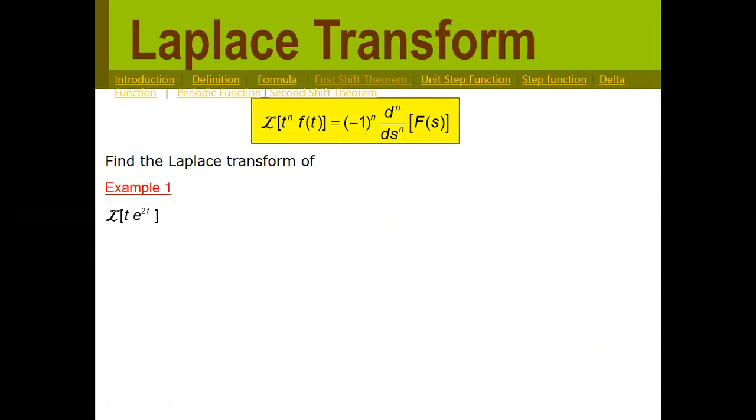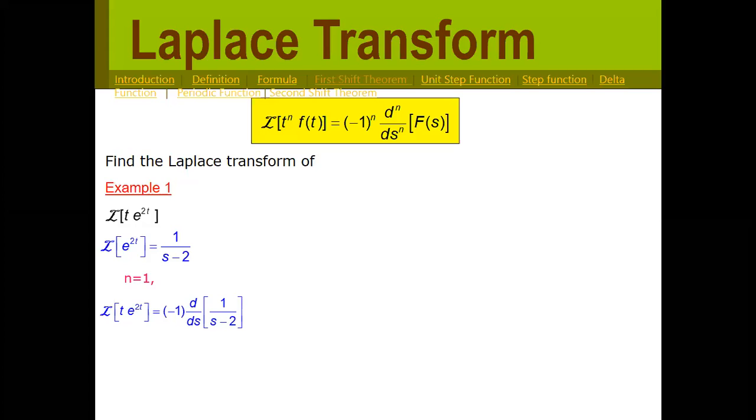Okay, macam ni. Laplace T, exponent 2T. So now, if we want to use, actually for this question, you can use two methods. First method is you can use the first shift theorem. And the second method, you can use the multiplication by T. But now we are in the discussion of multiplication by T, so kita gunakan je lah multiplication by T.